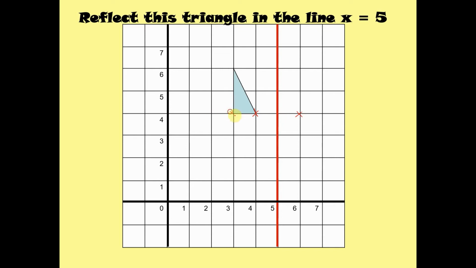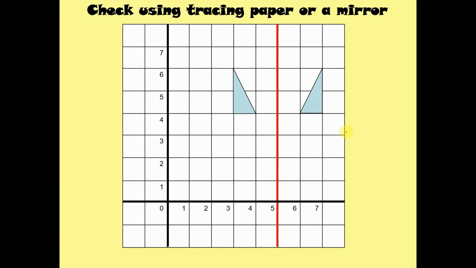Let's take another point. For example, this point is 2 squares away from the line of reflection. So from the line of reflection, I'm going to count 2 boxes. 1, 2. To find this new point, this point is 2 boxes away as well from the line of reflection. And here we have the three sides that form this triangle. So this is the reflection of this triangle. Let's take some more examples. Here you can see it correctly drawn.